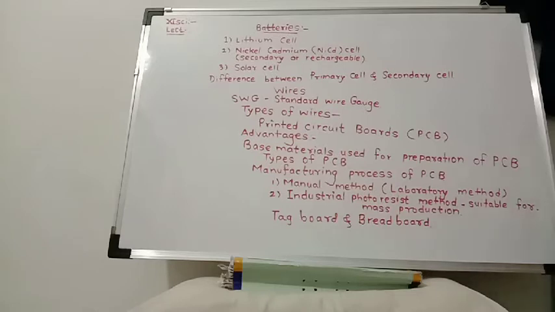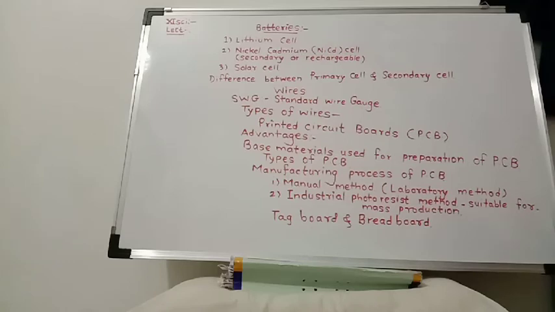Then primary cells become useless when discharged. When these cells are discharged, these cells become useless. But secondary cells can be recharged again. When these cells discharge, again we can charge these secondary cells. Secondary cells can be used again and again by charging them.